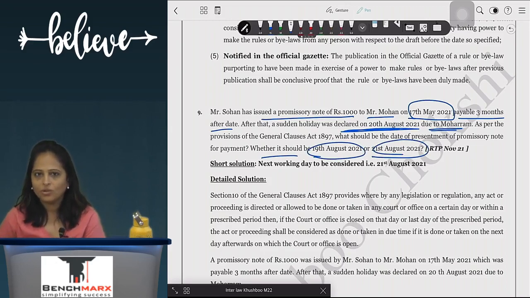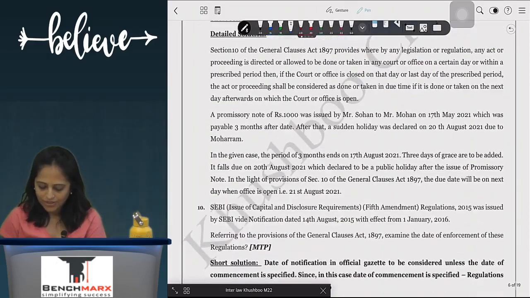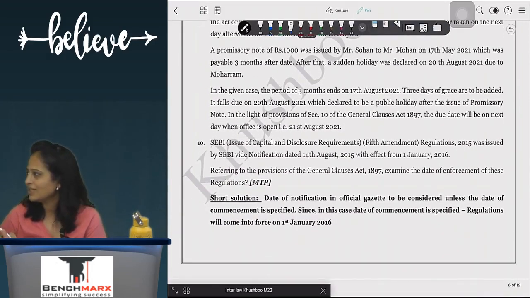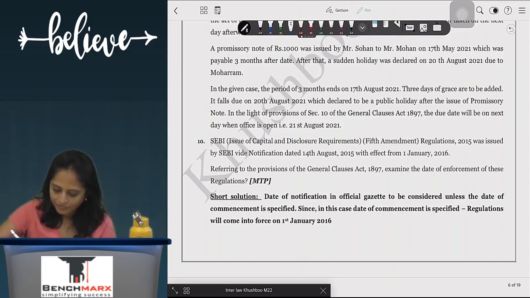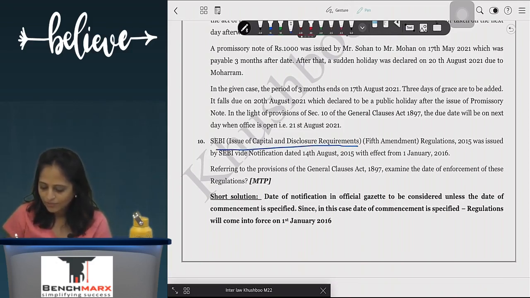So, whenever there is a holiday and if something is pending or to be done or tax deposited on a holiday, you have to do it on the next working day, and hence it will be 21st. Pretty simple question, something which you will be able to answer. Not very difficult questions, correct? Yes or no?